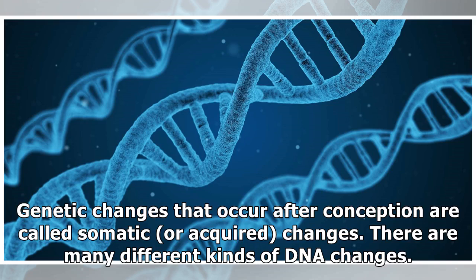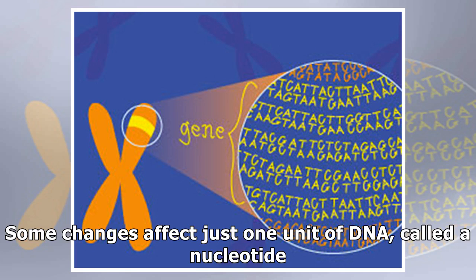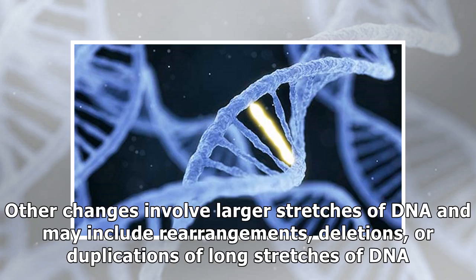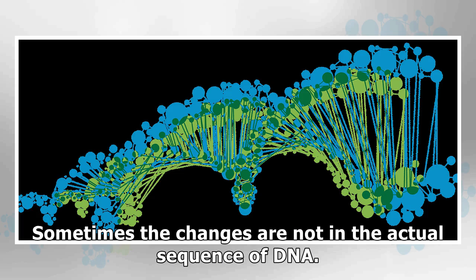There are many different kinds of DNA changes. Some changes affect just one unit of DNA, called a nucleotide. One nucleotide may be replaced by another, or it may be missing entirely. Other changes involve larger stretches of DNA and may include rearrangements, deletions, or duplications of long stretches of DNA.